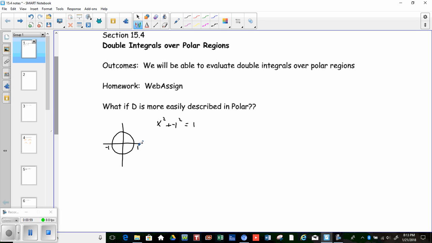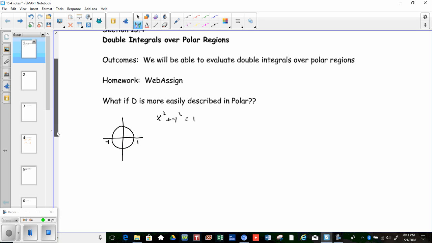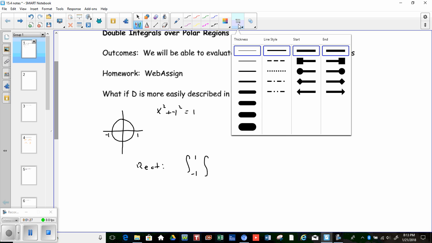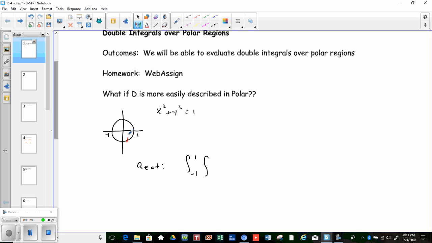And the idea is we could do this in rectangular, and we actually have in the past. If we did this in rectangular coordinates or Cartesian coordinates, x would vary from here to here, which means it's going to go from negative 1 to 1. So we'd have to take a double integral from negative 1 to 1. And then y is going to go from the bottom of the circle up to the top of the circle.